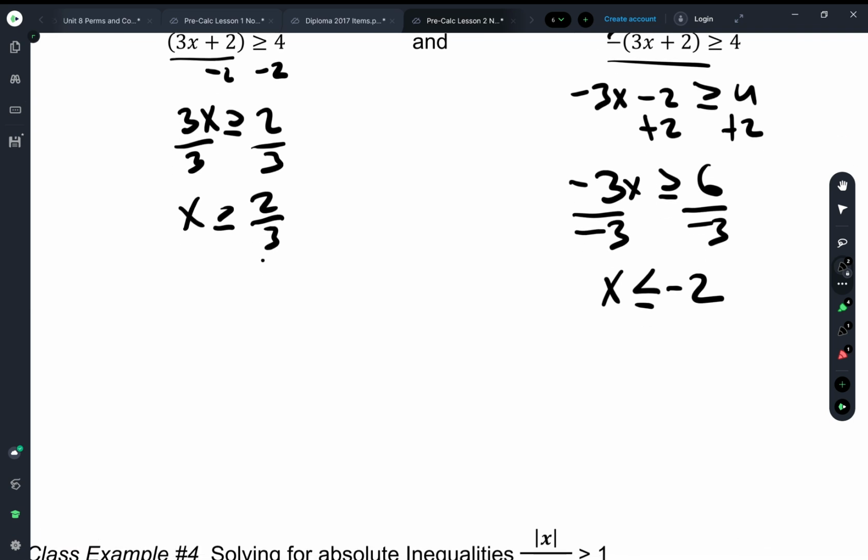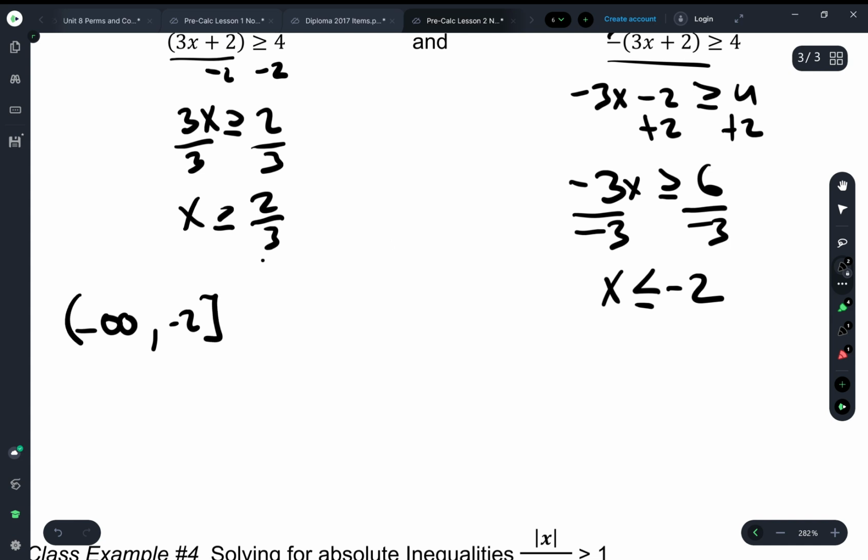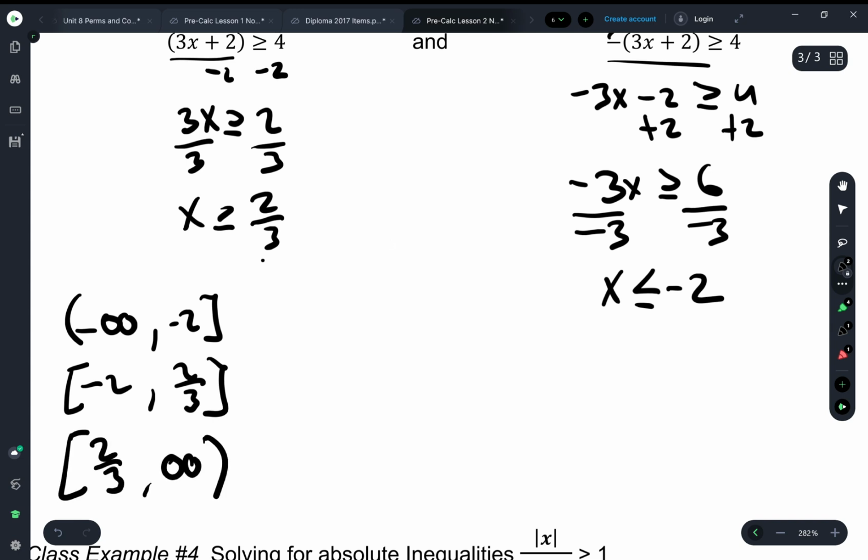So we are going to do negative infinity to -2 included, -2 to 2/3, 2/3 to infinity. We're testing those 3 sections again. I'm just going numerical order. If you're not sure how I'm getting those, I'm just going smallest to biggest. So negative infinity to the smallest between the 2 numbers, and then the biggest number to infinity. Okay, so I'm just going numerical.